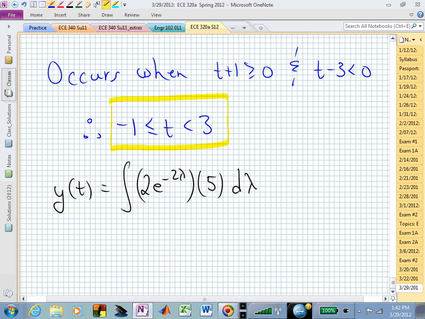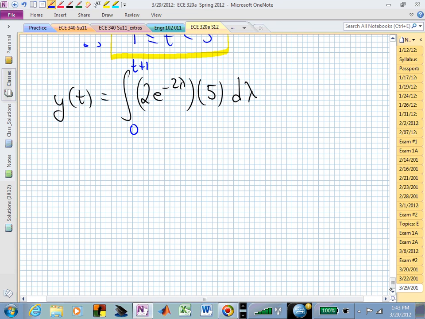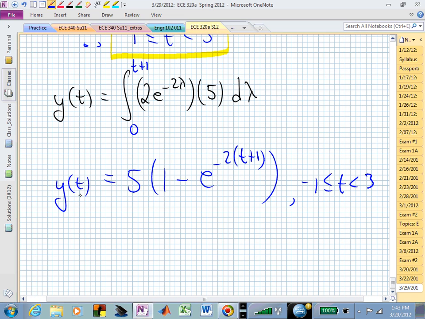Now, we want to evaluate this from 0 to t plus 1. And I'm not going to go through that. I'm just going to write down the answer. That ends up being 5 times 1 minus e to the minus 2 times t plus 1. And that's true as long as t is between minus 1 and 3. So you replace t with whatever you need it to be between minus 1 and 3, and you'll get your y, your output at that time. For t less than minus 1, it's 0.